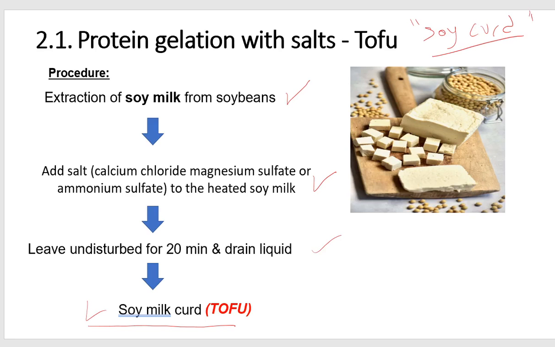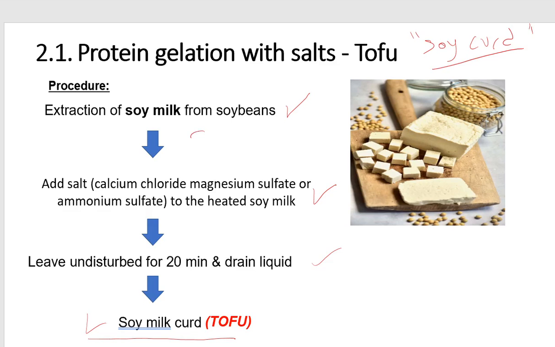A variety of textures may be produced depending on the water content. Tofu comes in soft, firm, and extra firm forms. So what's the mechanism here? So we said we are coagulating milk, soy milk. So we have a coagulating agent here. Our coagulating agent is salt.